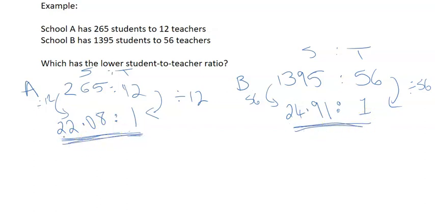Now, remember, I'm not presenting necessarily the ratio. What I'm answering is which has the lower student-to-teacher ratio. And I would say, well, the student-to-teacher ratio in school A is 22.08 students to one teacher. For B, it's 24.91 students to one teacher. So in this instance, with this data, we can say that school A has the lower student-to-teacher ratio. See how it's not necessarily the ratio that's the destination, it's which school.